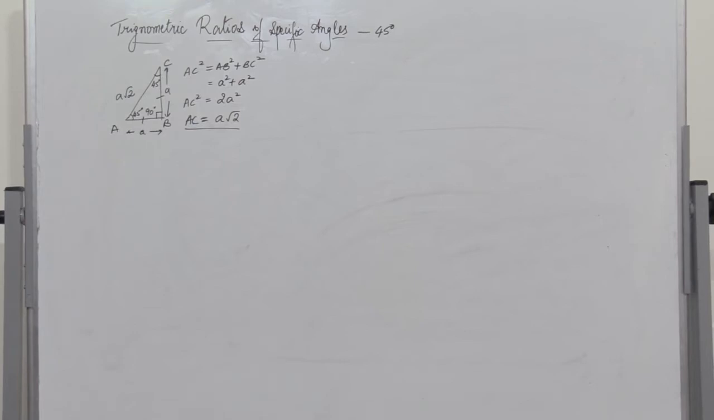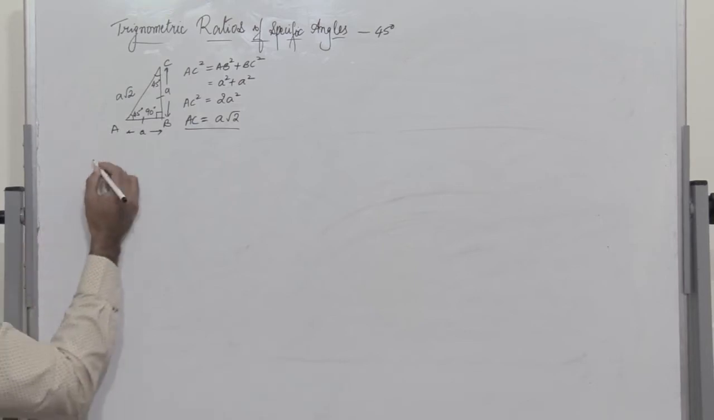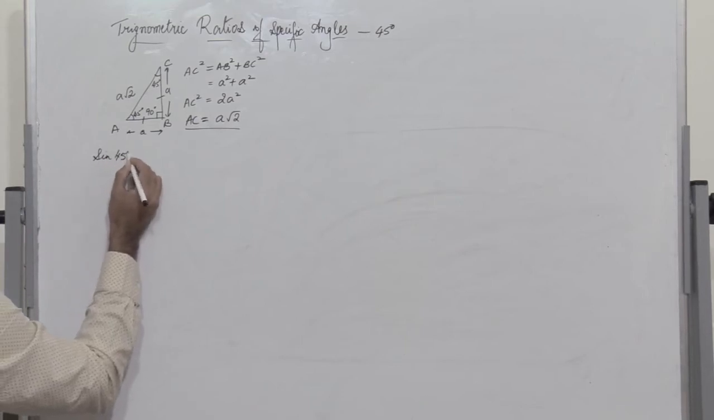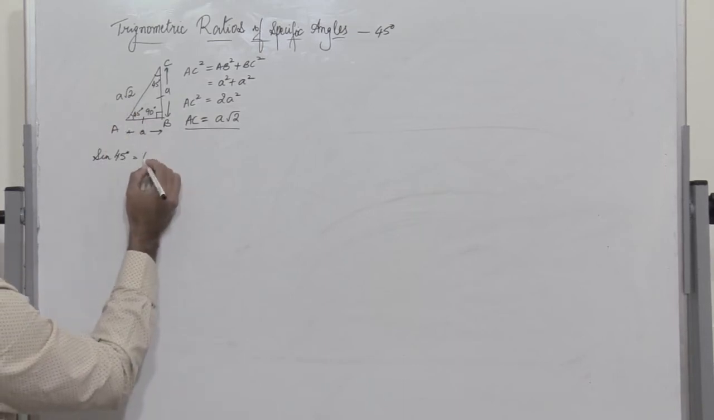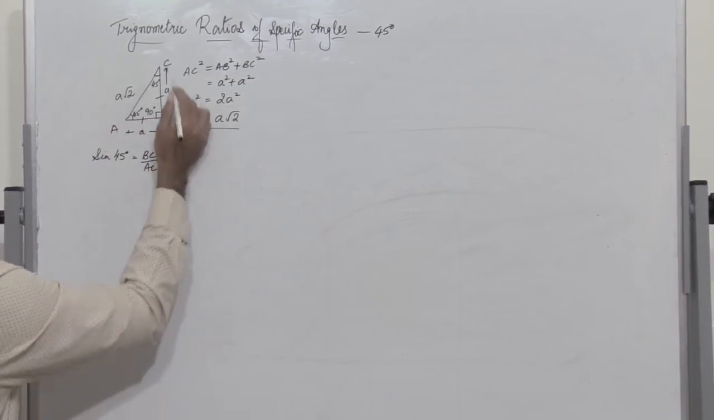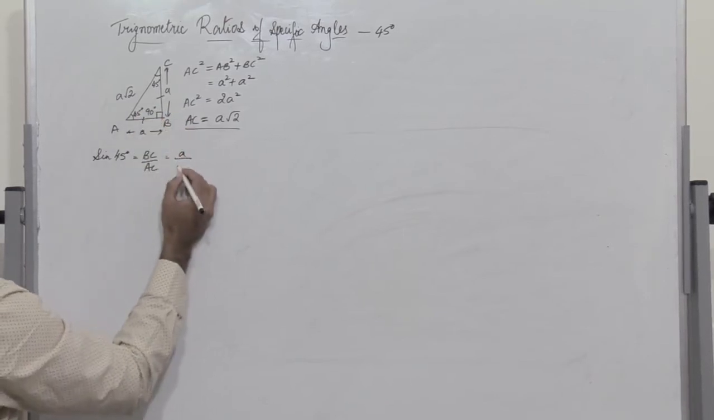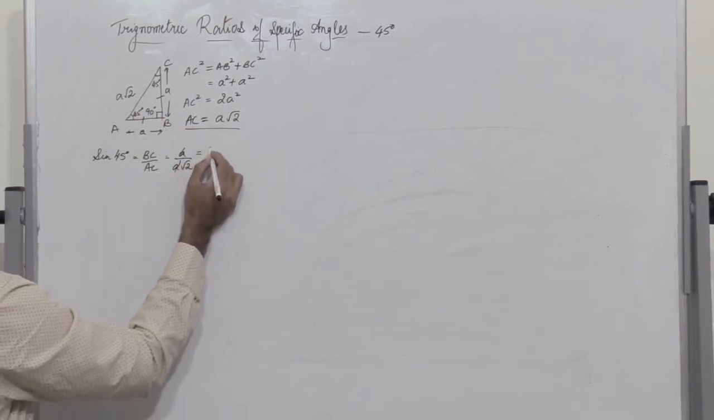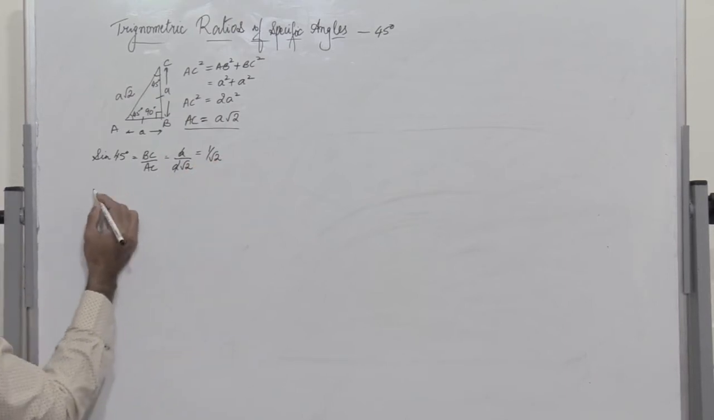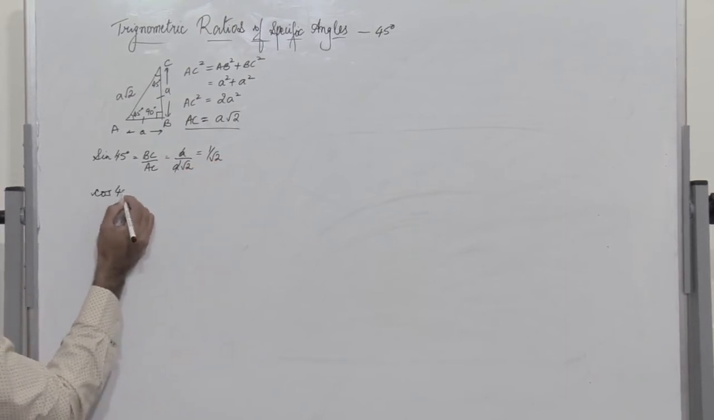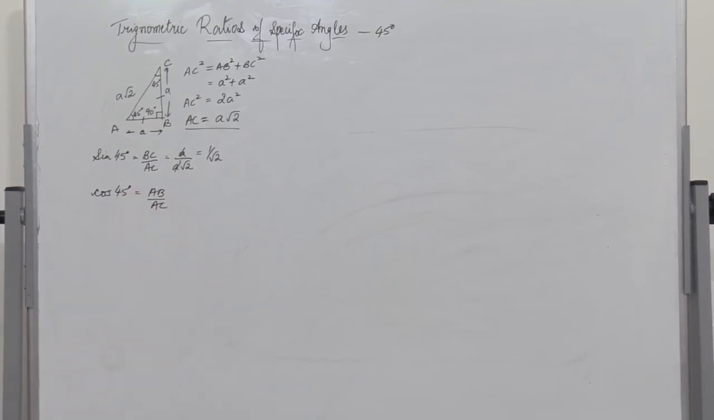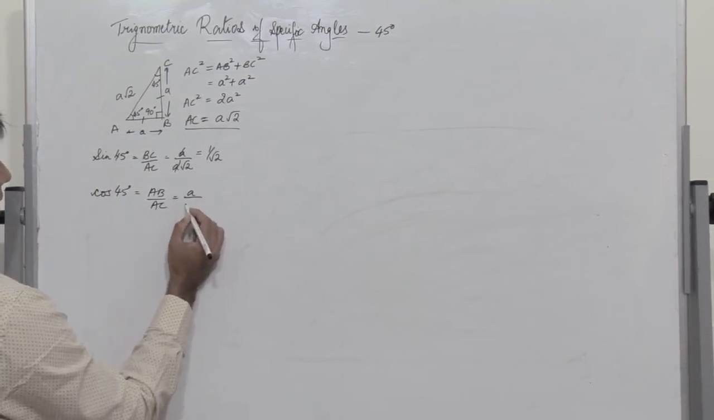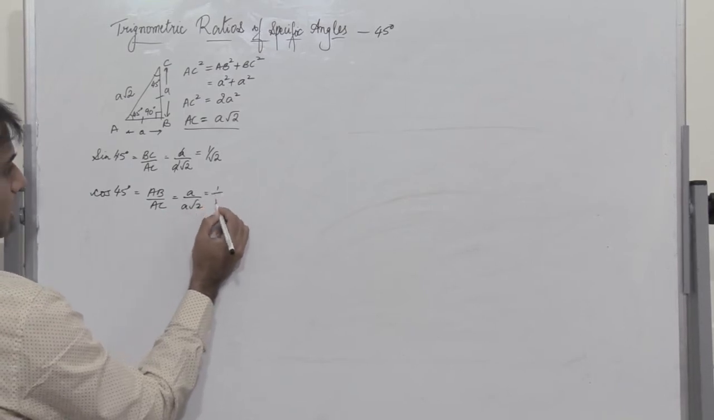So now with this, let us find all the values. Let's find sine 45 degrees. It is the opposite side by hypotenuse, which is BC by AC. BC is A, hypotenuse is A root 2. So this is 1 by root 2. Next, cos 45 is adjacent side AB by AC. I'm moving fast because we already know what they are, isn't it? So AB is A divided by hypotenuse A root 2, so we have 1 by root 2.